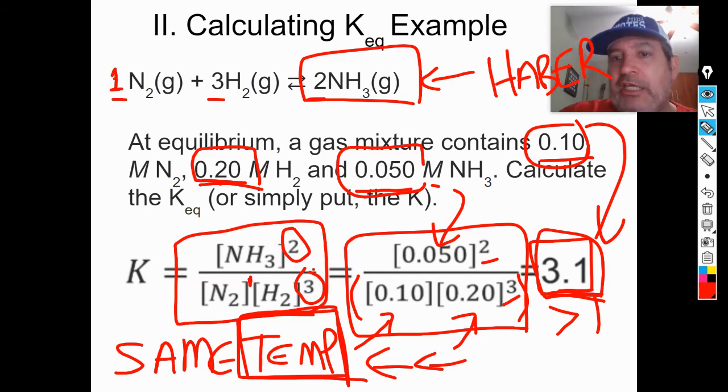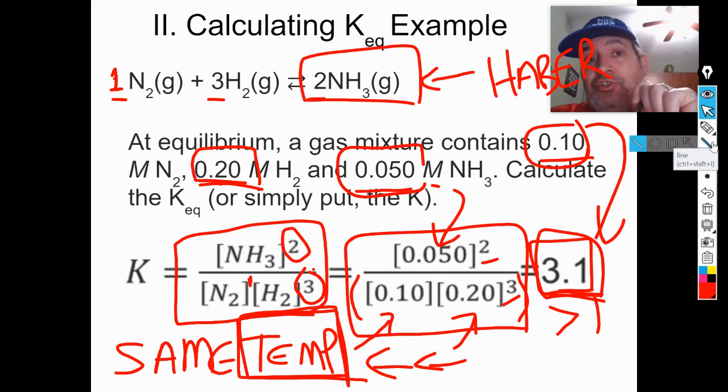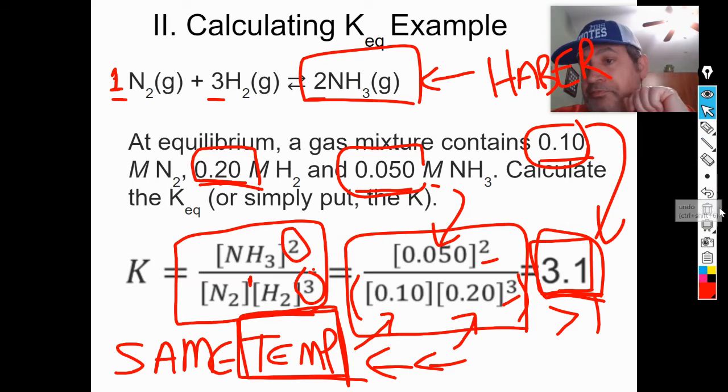Okay. And that's that, we keep it simple. The K doesn't change unless you change temperature. Say it with me at home. The K doesn't change unless you change temperature. Okay. And if I didn't mention it, the K does not change unless you change temperature.